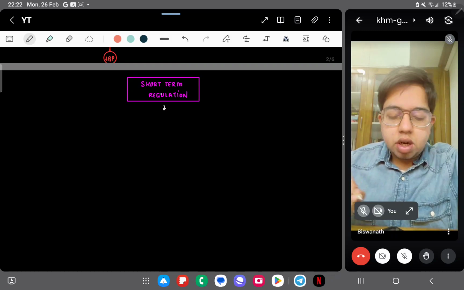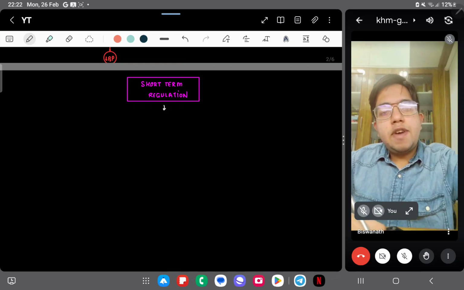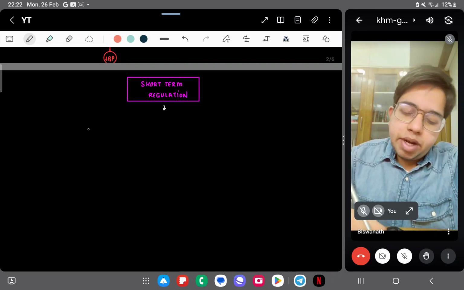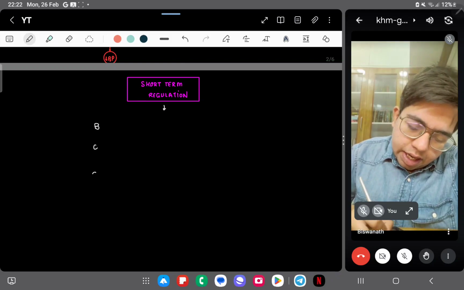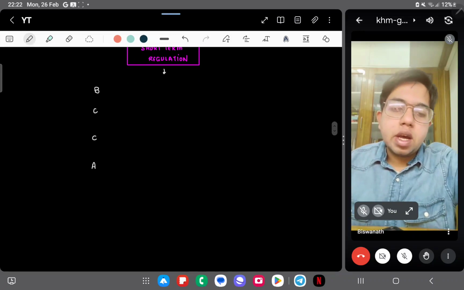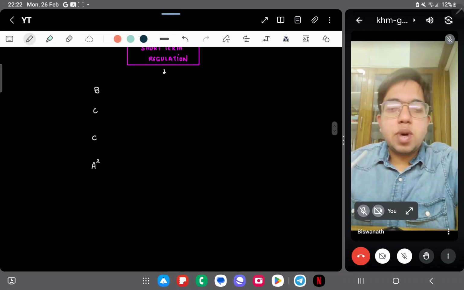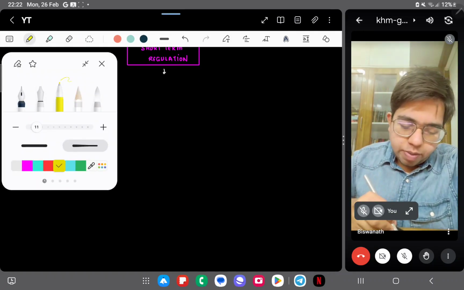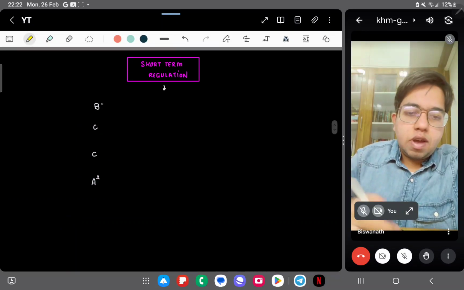Short-term regulation. So we have here five mechanisms. Let me make a mnemonic: BCCA. It's basically BCCA square. You can remember it. No need to make a mnemonic even, but if you want.